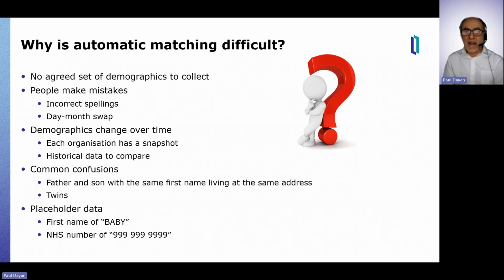Lastly, people often enter common placeholder values where their system says a value is required but is not known, such as the first name of a newborn baby. Baby is probably the most common first name in hospital systems, but we don't want that to cause their records to be confused.